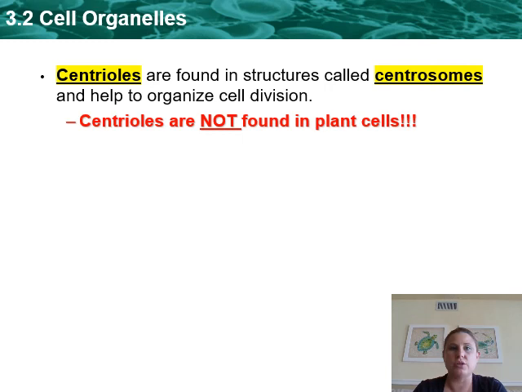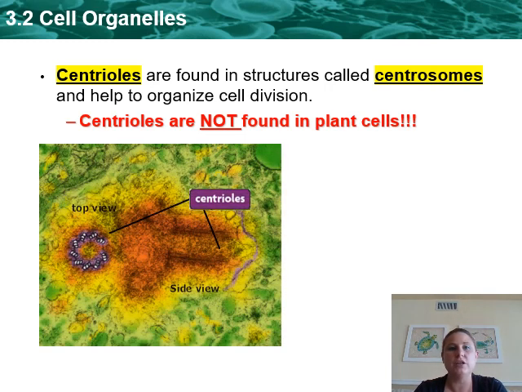Okay, we have these things called centrioles, and they're found in structures called centrosomes, and all they do is help to organize cell division. Now, centrioles are not found in plant cells.